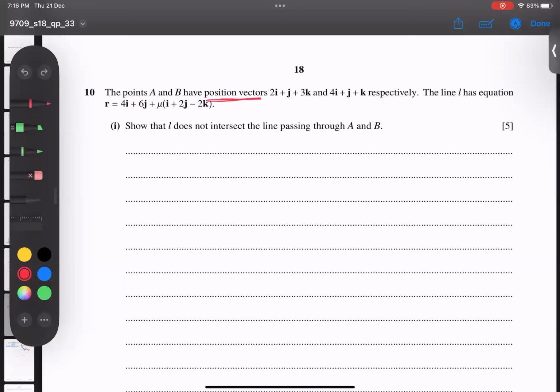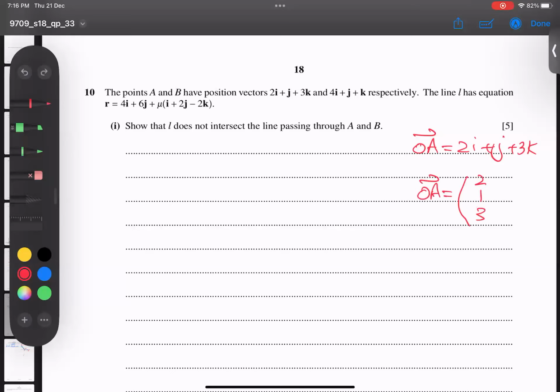Whenever a position vector comes, it means it starts from the origin O. So this is represented by OA. I'm writing OA as 2i plus j plus 3k, or you can write it in column format: 2, 1, 3, because there's no number beside j, so 1. This is time saving, and I always use this one.